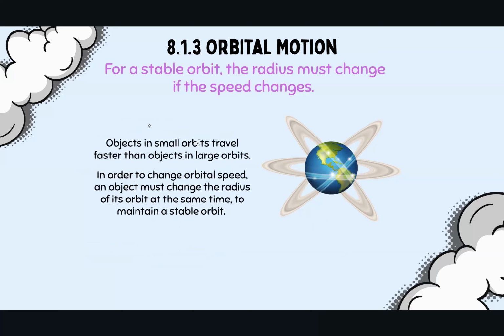Objects in small orbits travel faster than objects in large orbits. In order to change orbital speed, an object must change the radius of its orbit at the same time to maintain a stable orbit. So if something wants to slow down, it needs to exert a force outwards so it can move further away, and the further it moves away, the slower its overall orbit will become.